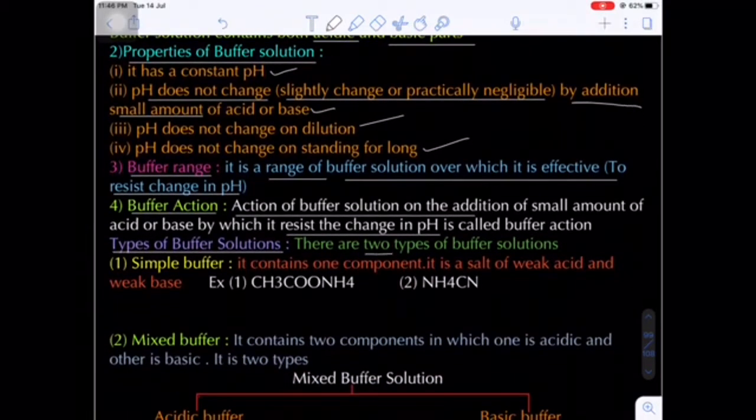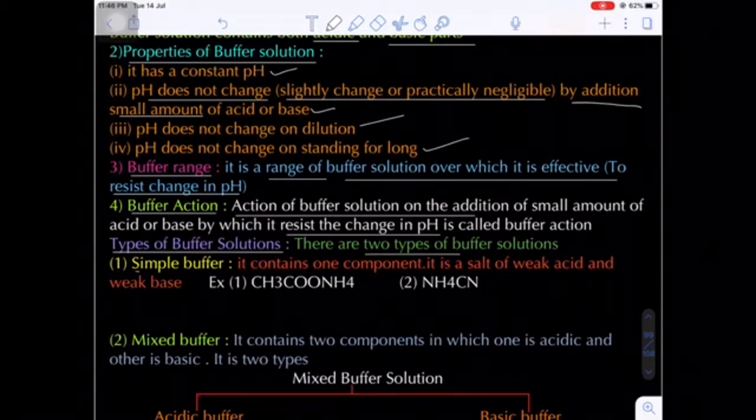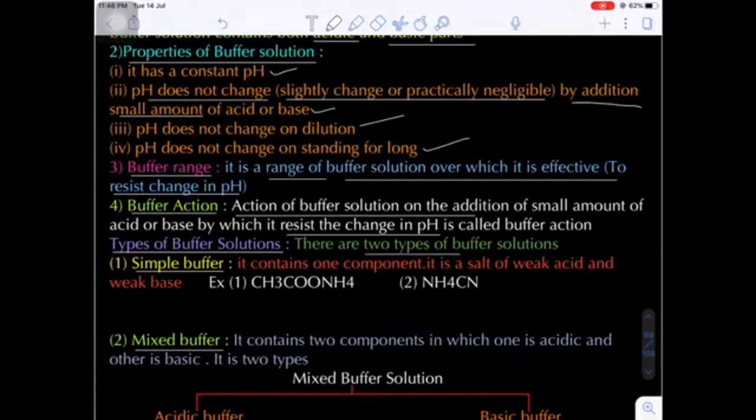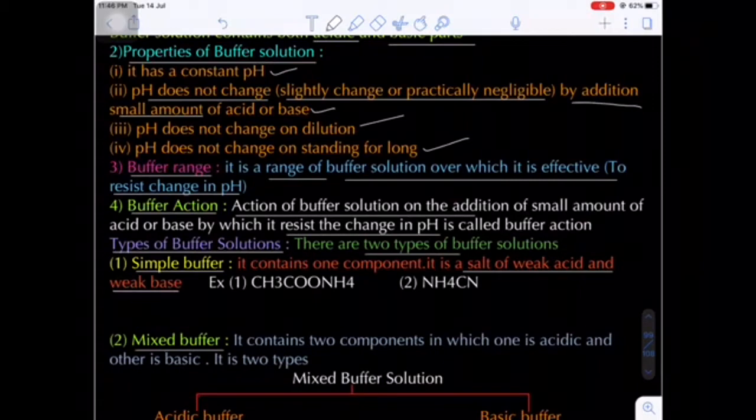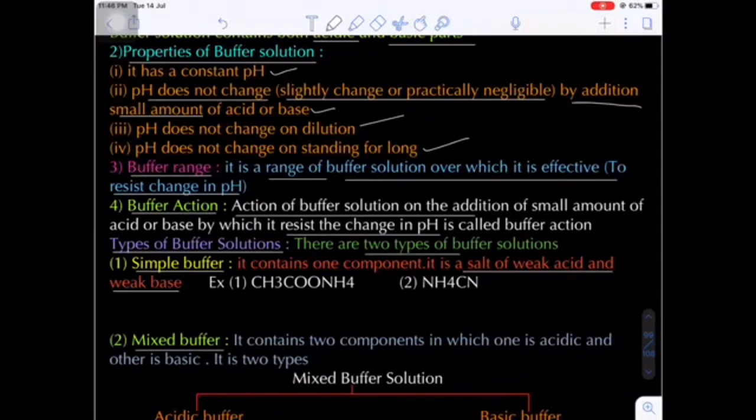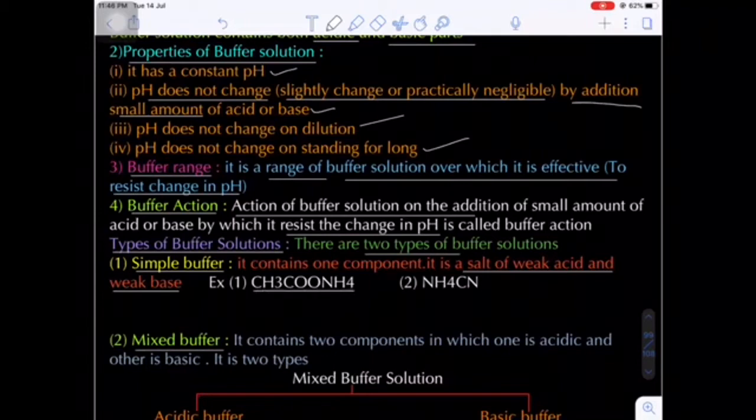Okay. Now, the most important thing is the classification of buffer solutions. Here there are two types of buffer solutions. Number one, simple buffer solution. Number two, mixed buffer solution. In the simple buffer, it is nothing but a salt of a weak acid and weak base. The salt of a weak acid and weak base can act as a buffer solution, but it contains only one component. In this one component, again there are two parts, an acidic part as well as a basic part.